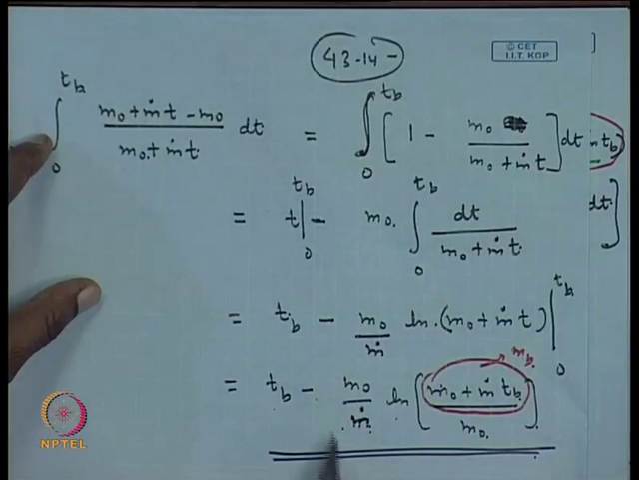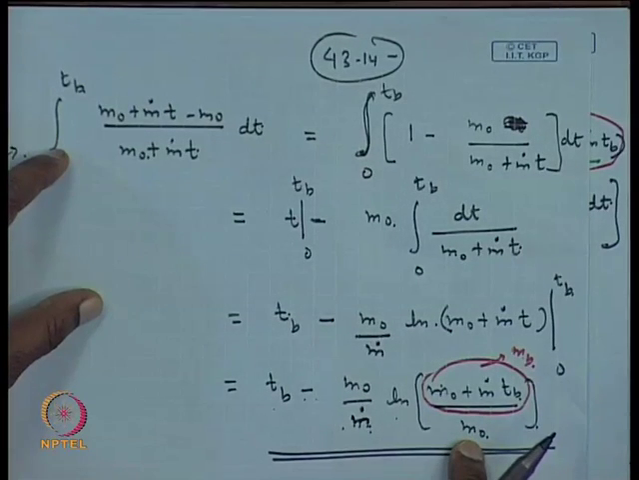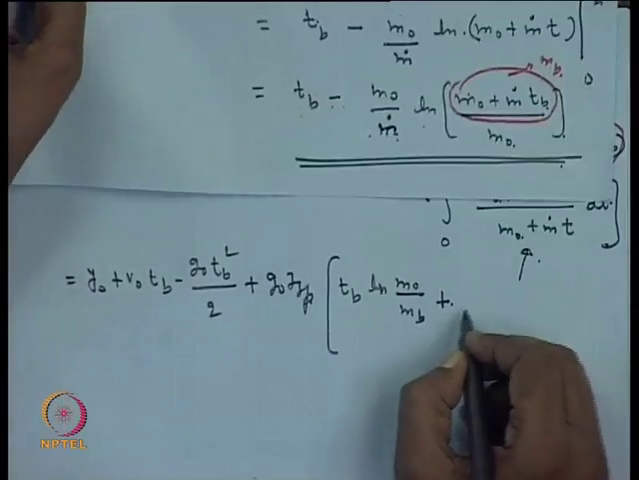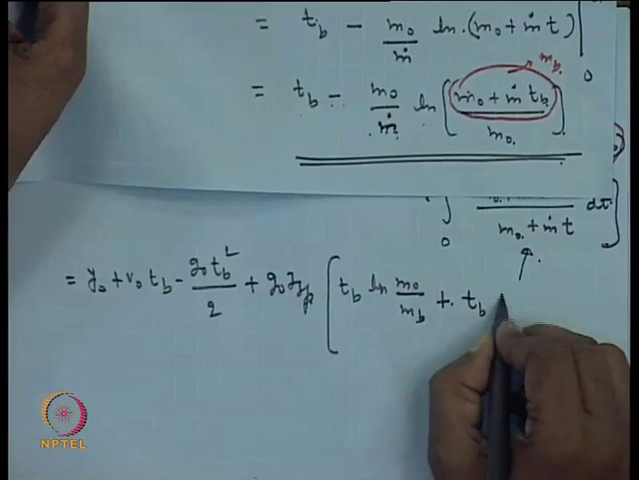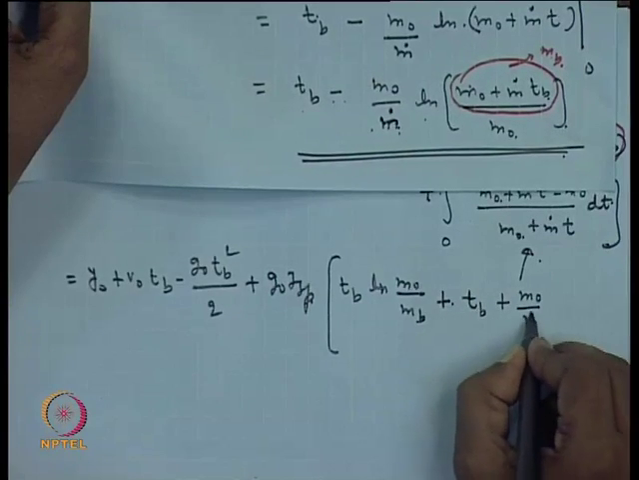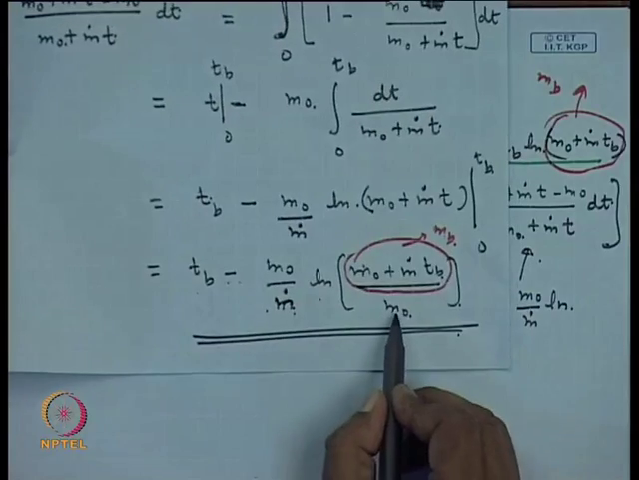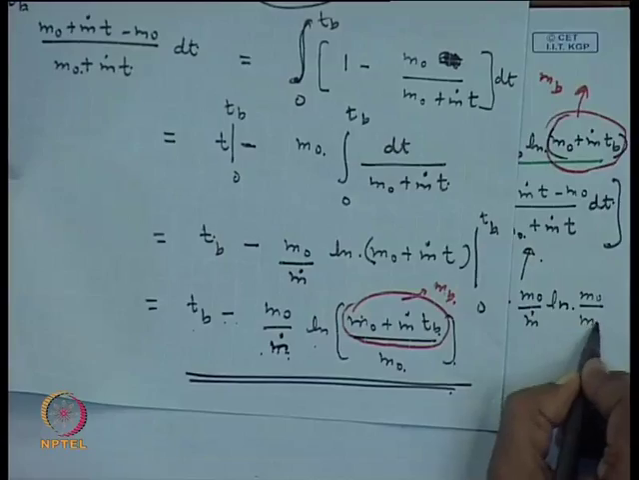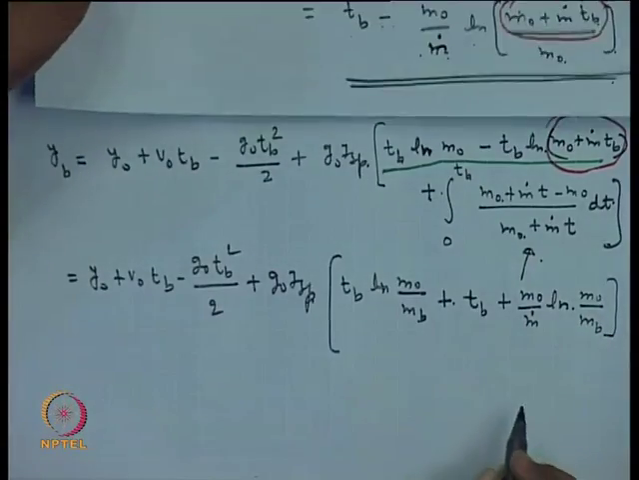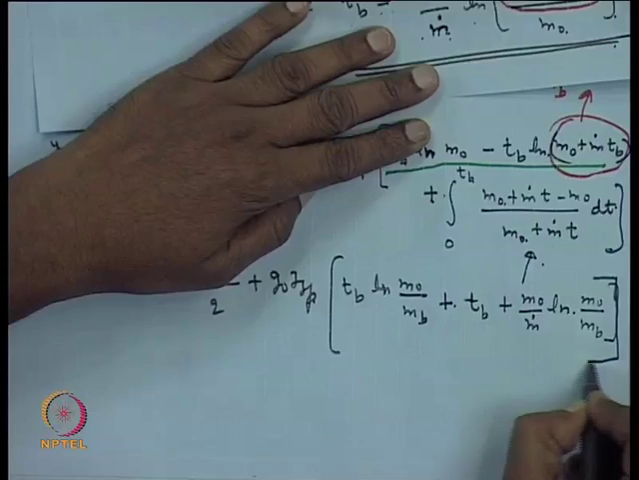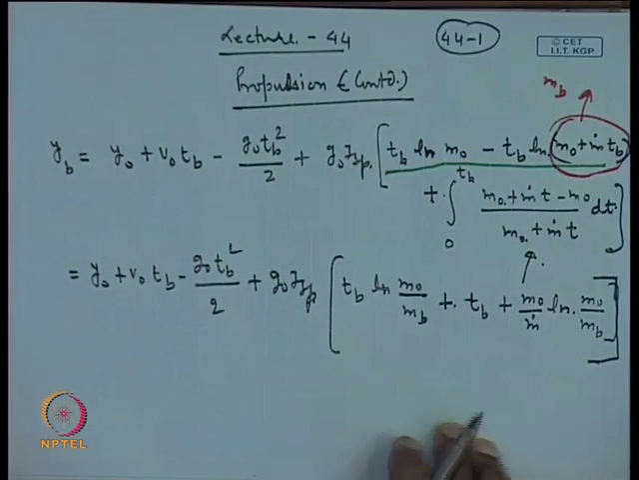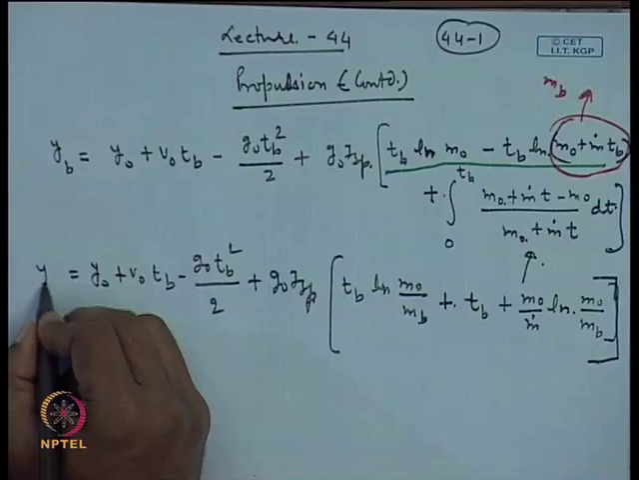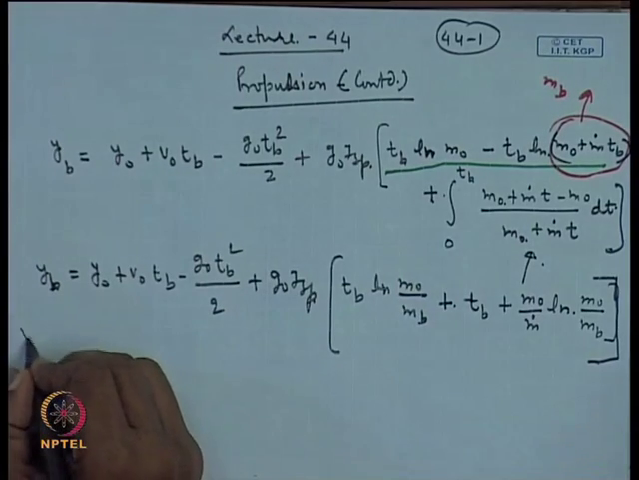Now, this minus sign can be absorbed inside by taking m_0 from the denominator to the numerator, and the numerator can be passed to the denominator. So, this will become T_b plus m_0 by m dot and ln. Now, this m_0 will go into the numerator, and this term, which is nothing but equal to m_b, we can shift to the denominator. So, this is the simple equation we have got for the burnout altitude in vertical ascent.